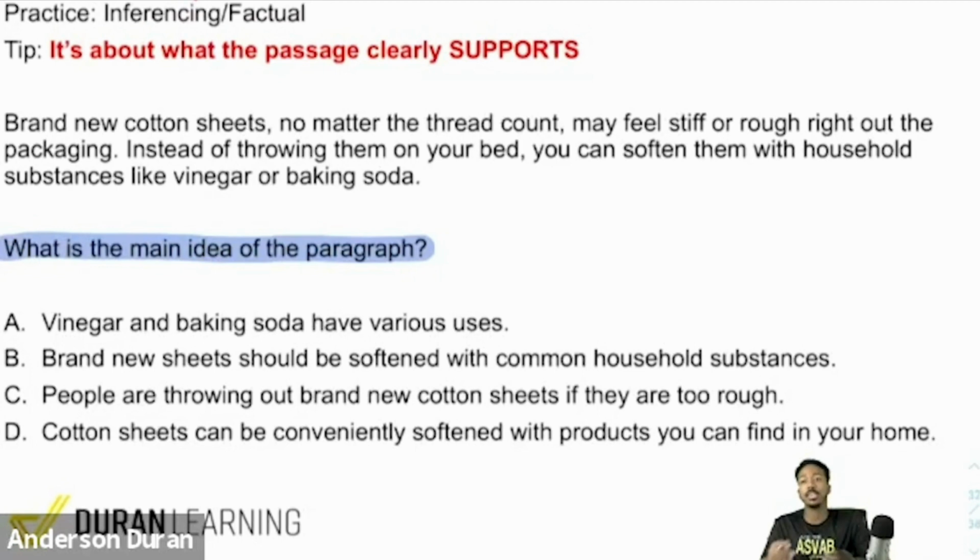That is not the all-encompassing idea that this passage is talking about. This passage is talking about how household substances can be used to conveniently soften these sheets. All right, so it's not going to be A.